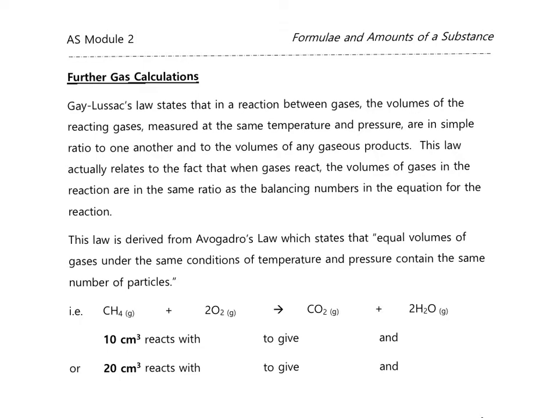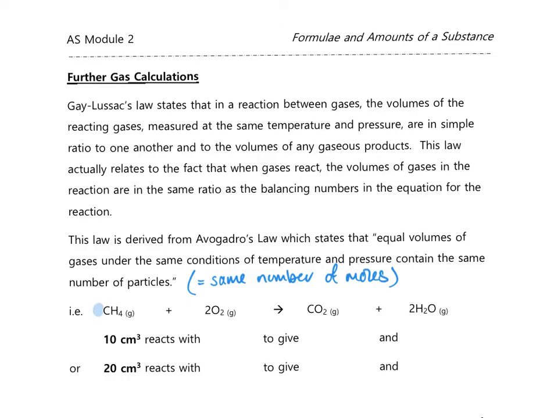And this law is actually related to the fact that when gases react, the volumes of gases in the reaction are in the same ratio as the balancing numbers in the equation for the reaction. And why is that? Well, it's because of Avogadro's law that said that equal volumes of gases under the same conditions of temperature and pressure contain the same number of particles. In other words, the same number of moles. Because remember, the number of moles is related to the number of particles by Avogadro's constant, 6.02 times 10 to the 23. So let me try and make that a little bit simpler. If we were looking at this equation that we see down below as an example, we can see that this is methane.